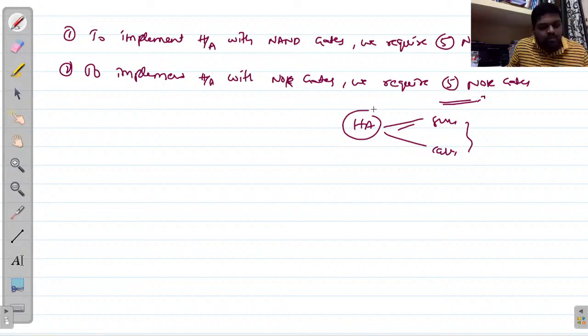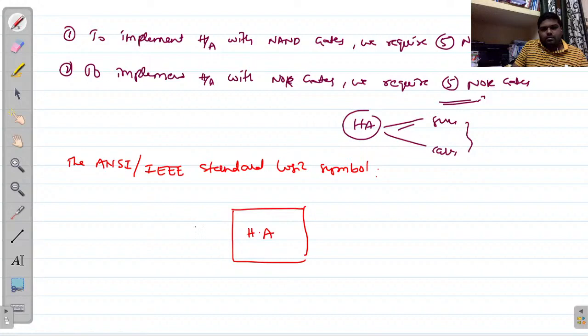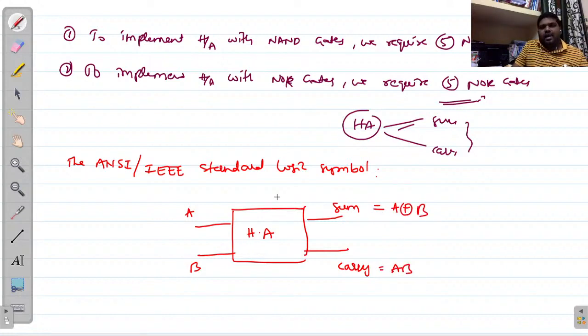And one more important thing, the IEEE symbol for this. Here I am writing the ANSI symbol, otherwise IEEE symbol, otherwise IEEE standard logic symbol. This is the IEEE ANSI standard logic symbol.